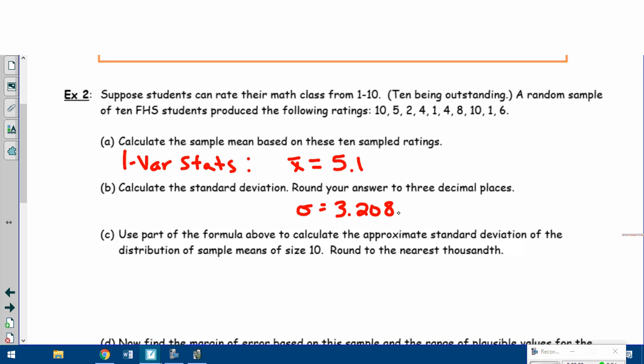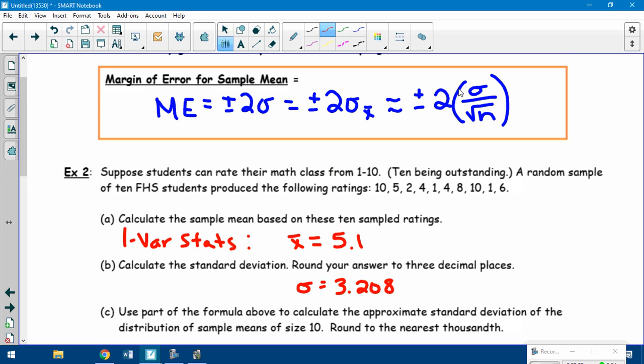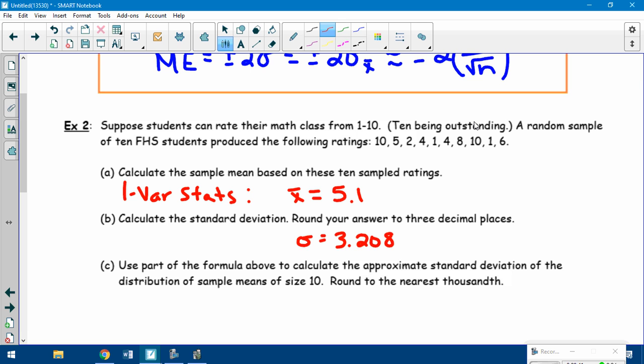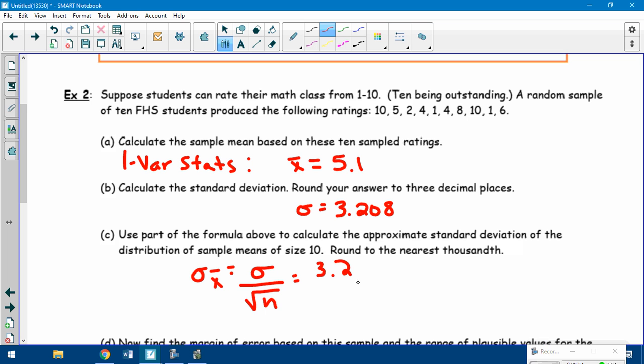Okay. Use part of the formula above to calculate the approximate standard deviation of the sampling distribution of sample means of size 10, to the nearest thousandth. Okay, so this is saying use part of the formula, means they want you to calculate the standard deviation of the sampling distribution. So that was this formula that I showed you yesterday. And again, you don't have to worry about memorizing this one. This one's always going to be given to you. It's standard deviation of the sample over radical n. So 3.208 over radical, what's n? 10, because the sample sizes are size 10.